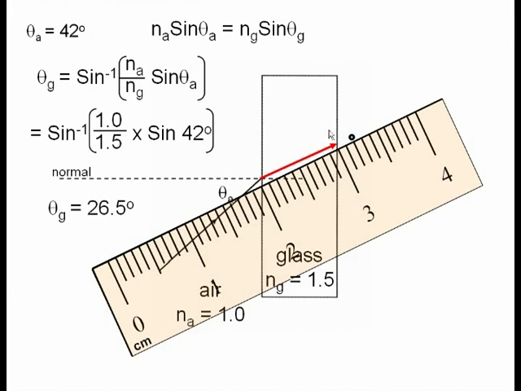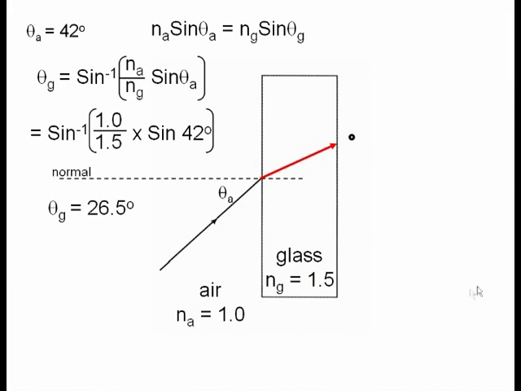Now I have to be careful that the light ray does not cross back out into the air, because it's going to bend again. It's changing mediums again. So it's only going to go up this far, and then we have to do another calculation to figure out where it's going to come out.